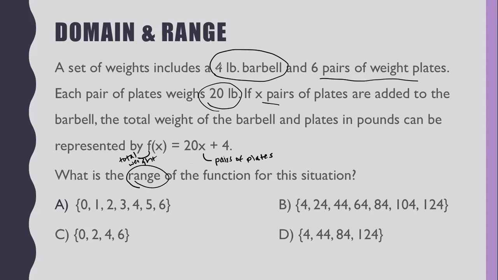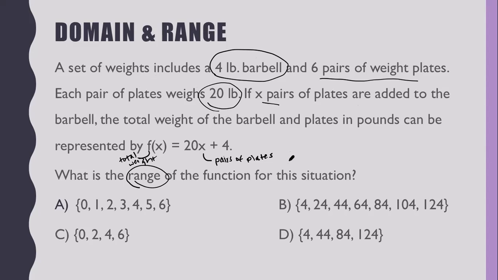So a set of weights includes a 4-pound barbell and 6 pairs of weight plates. Each pair of plates weighs 20 pounds. Oh my goodness, I could not talk. If x pairs of plates are added to the barbell, what is the range? One thing, I don't like this problem because you have to know what a barbell is, in my opinion. I feel like if you don't know what that is, this problem makes it harder.